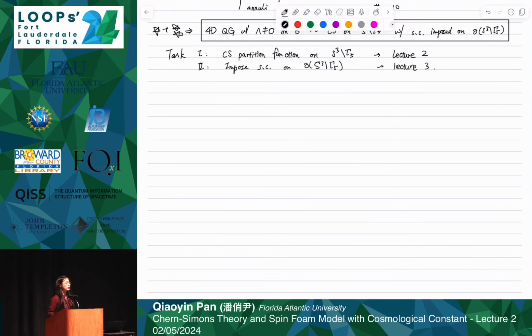Okay, in this lecture, we'll focus on task 1. So it's the Chern-Simons partition function, and now it's on a 3-manifold. For the moment, I want to invite you to forget about 4D, and we will only focus on 3D in this lecture.